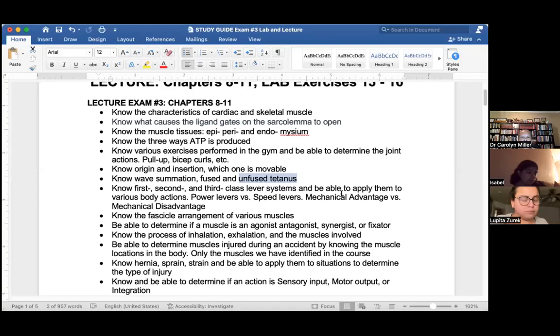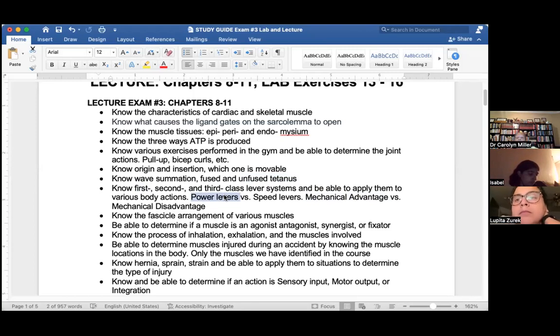Power versus speed, mechanical advantage versus disadvantage. If I talk about a first-class lever system, it is a mechanical advantage, and I need the power. Remember, we talked about holding your head up. Anytime the fulcrum is the atlantoaxial joint, even nodding yes is a first-class lever system because it's the power to hold our heads up. It is a power lever, mechanical advantage, first-class system.